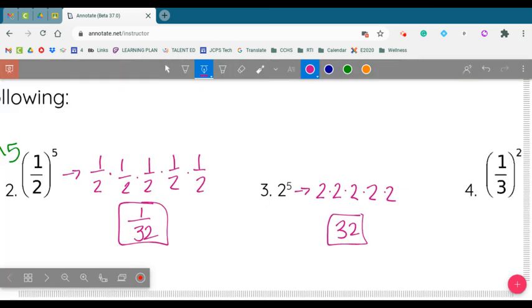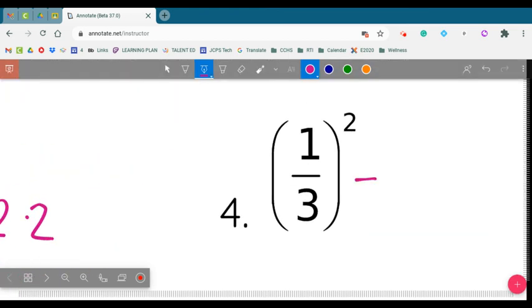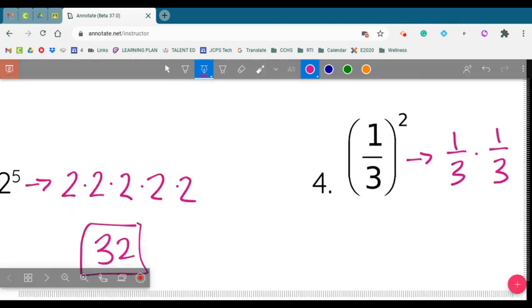So I want you to look at number 2 and number 3. We have 1/2 to the 5th and 2 to the 5th. So they're just flipped because of that fraction. 1/3 to the 2nd is where you'll do 1/3 times 1/3, not 1/3 times 2, and this will give you 1/9, because we do 1 times 1 and 3 times 3.